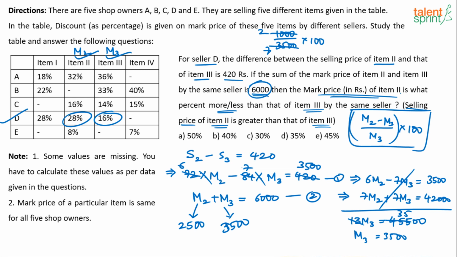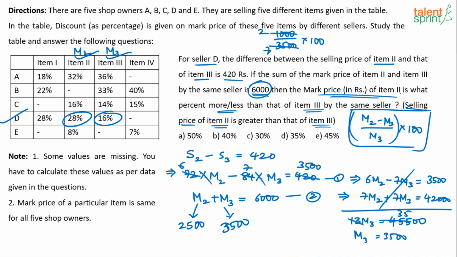1 by 7 is 14%. 2 by 7 is 28%. 14.28. This is 28.5. Mark price of 2 is what percentage more or less than that of 3? Did we go wrong in the calculation anywhere? Quickly check this. 72% because 28% is discount. 16%, so 84. 6 12s. 7 12s.